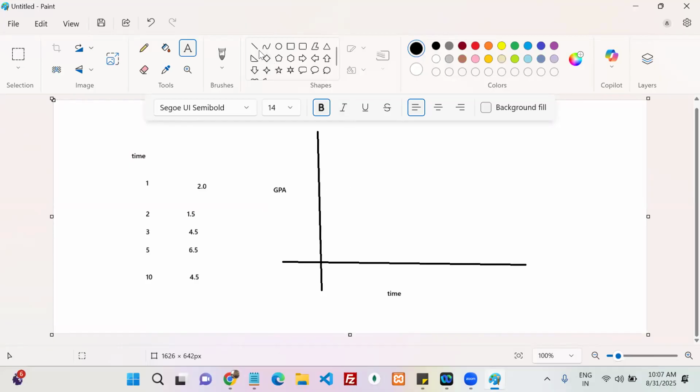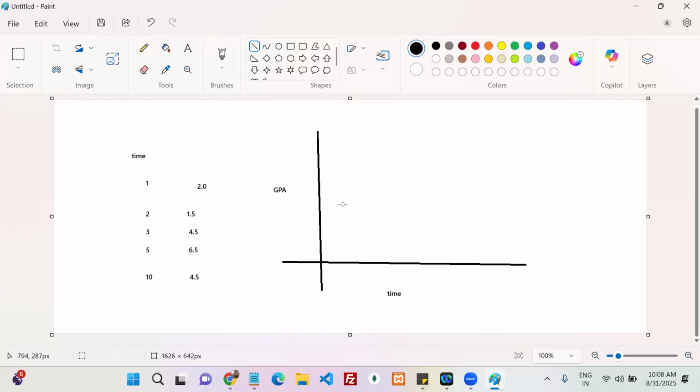If I study 1 hour, they can get this much GPA. If I study 2 hours, I can get this much GPA. One person studied 5 hours, but he got only this much. One person got it like this. What are we going to do? We are going to add some points. What is the next one?